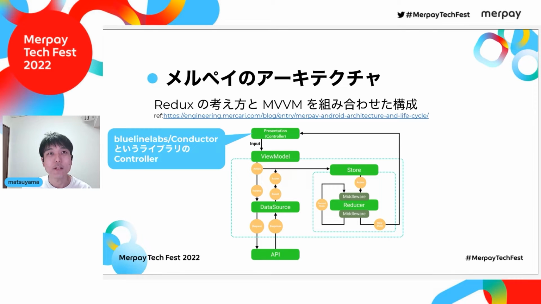Input flows from this presentation to the view model, which generates an action in response to that input. The action may flow directly to the store, or depending on the action, a new action may be generated from the response with an API call. The reducer then receives those actions, generates a new state, and reflects that state in the presentation layer, and so on.